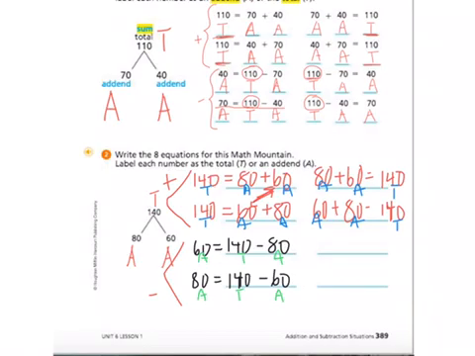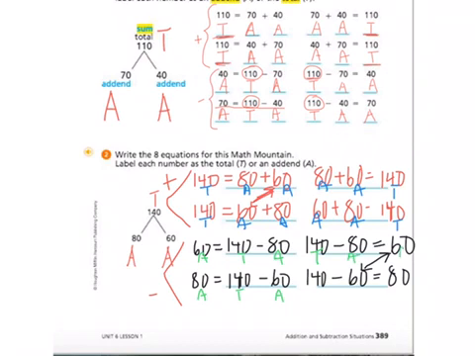Okay, let's do the last two subtraction problems. This time we're going to put the total first, 140 minus 80 equals 60. And we're going to say 140 minus, this time we're going to put the 60 first, see how we switched it, equals 80. And once again, we're going to label the total, add-in, total, add-in.